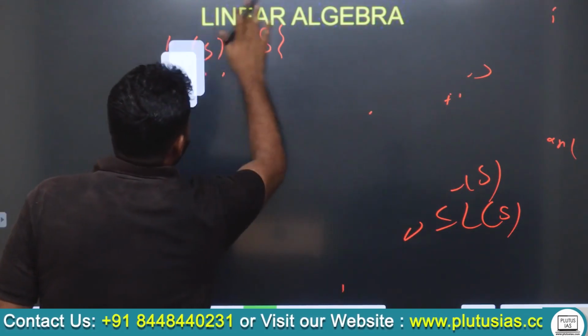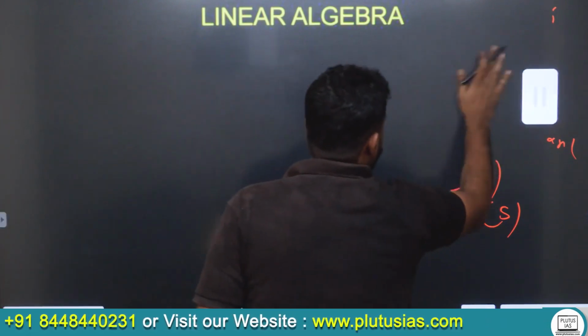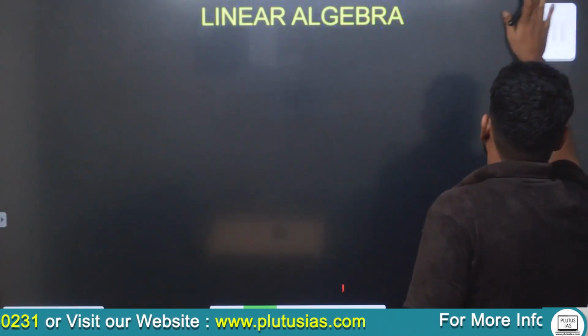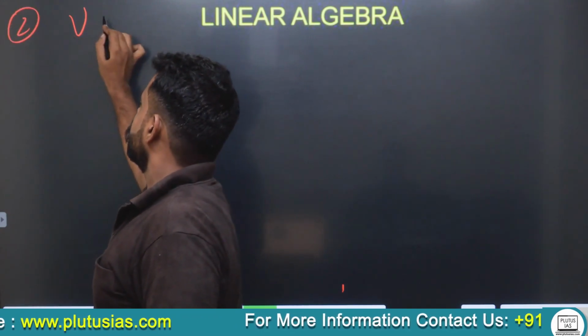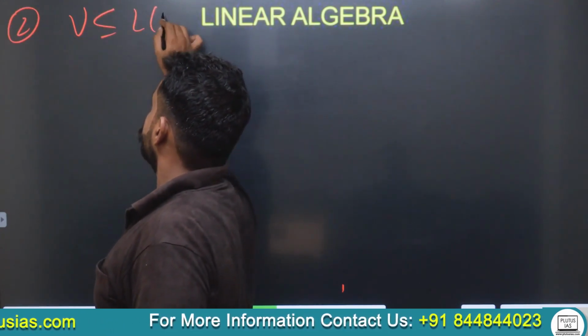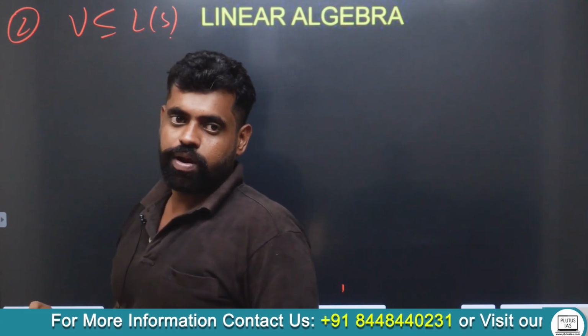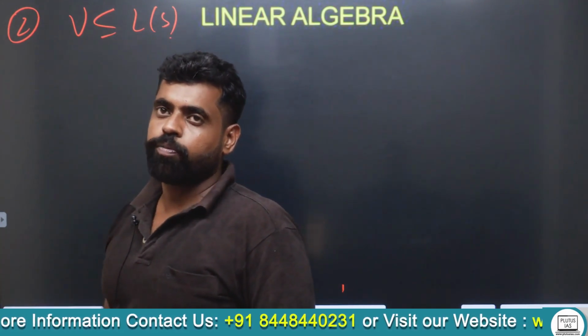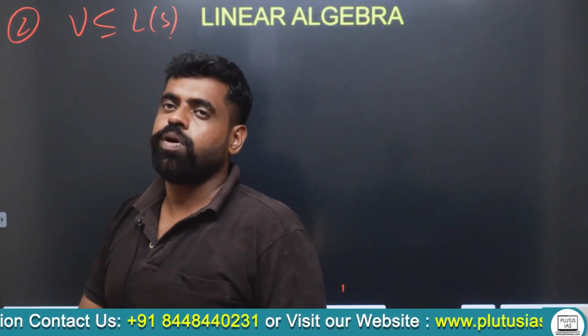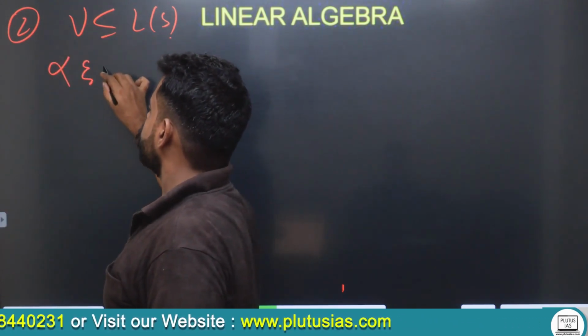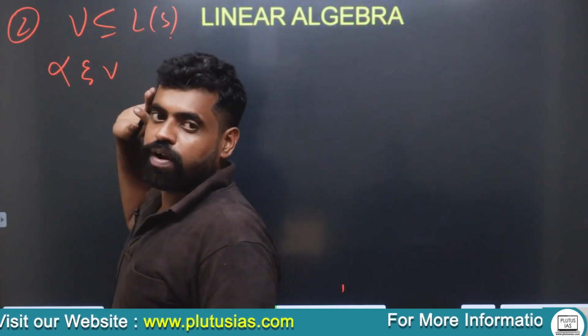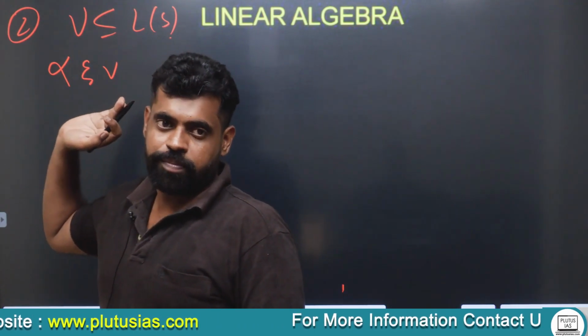Now for the second thing, what do you have to prove? That V is a subset of LS. Okay, this can be proved. Kaise? How to prove? Basic. Do this only every time. Take any element alpha belonging to V, and we show that this alpha belongs to LS.